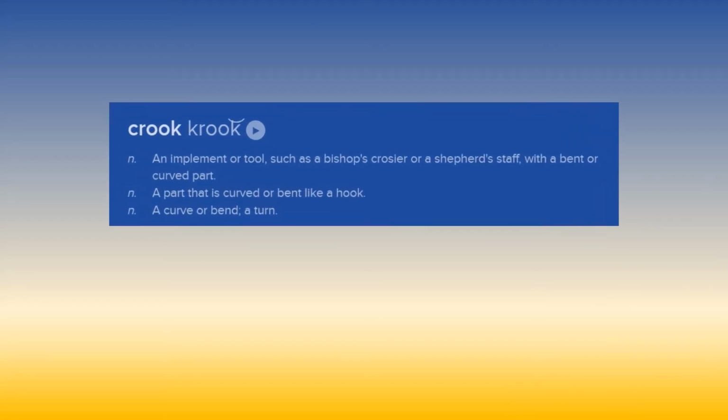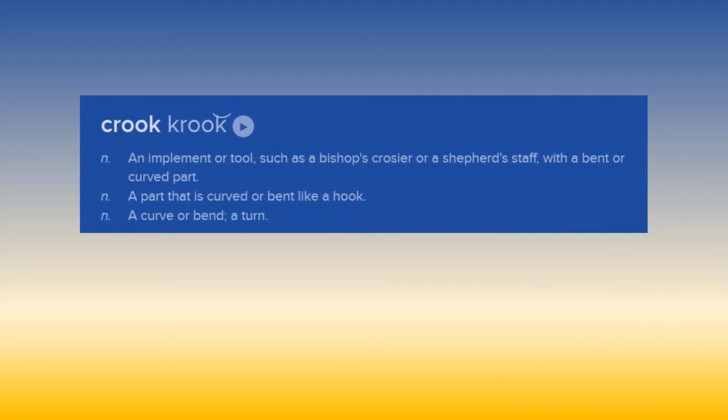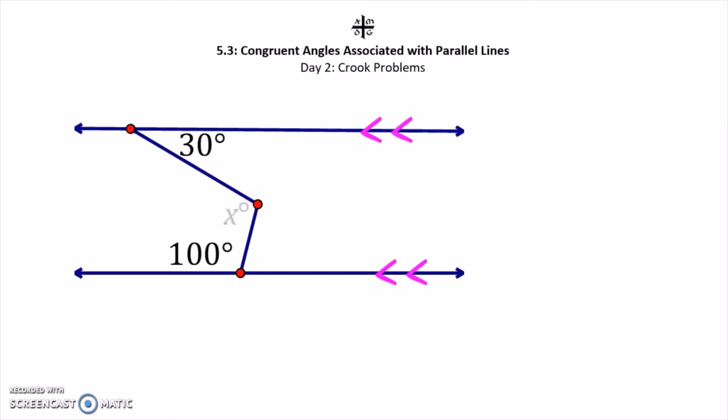Not that kind of crook. This kind, a turn or a bend. This is a crook problem. It's a set of parallel lines and in the middle some type of bend. There could be more than one bend, but for our first problem we'll start with just one.